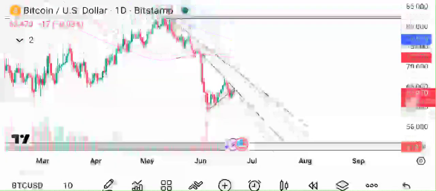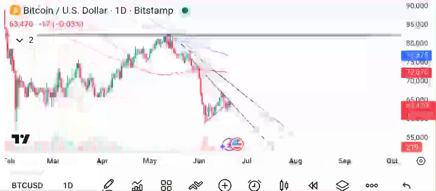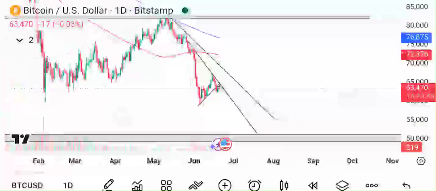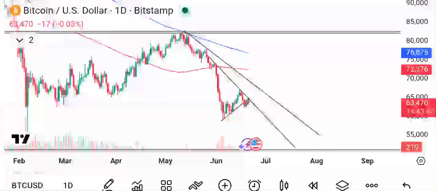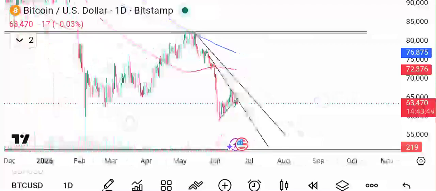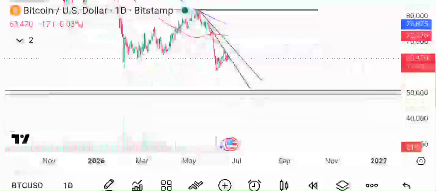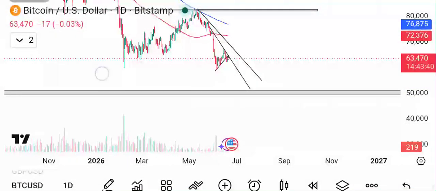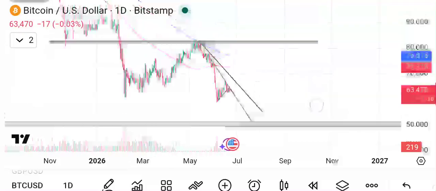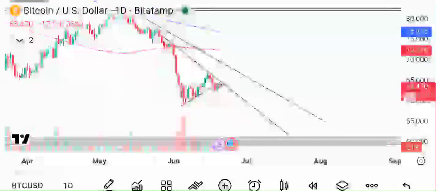So this is indicating that the sellers are still very active, and the volume of the sellers is very high. This is a clear indication. So we can be expecting more sells, which is likely to break this structure. So now let's look in here.